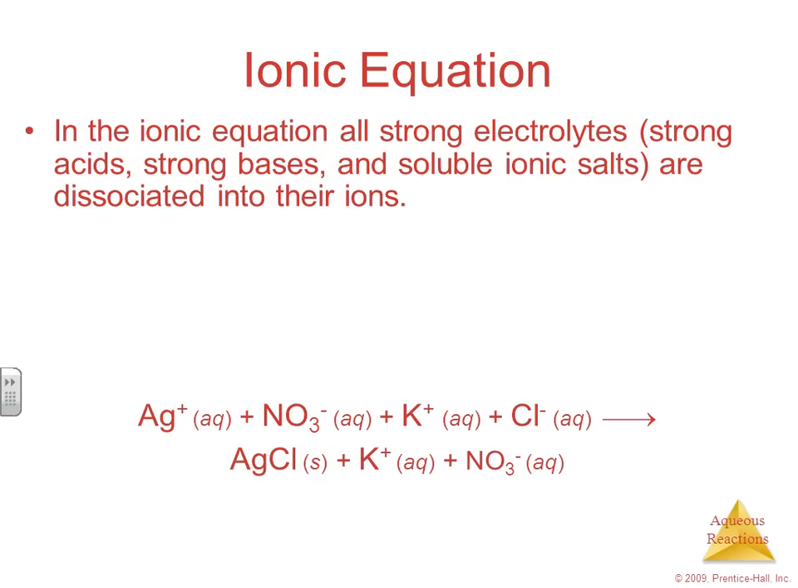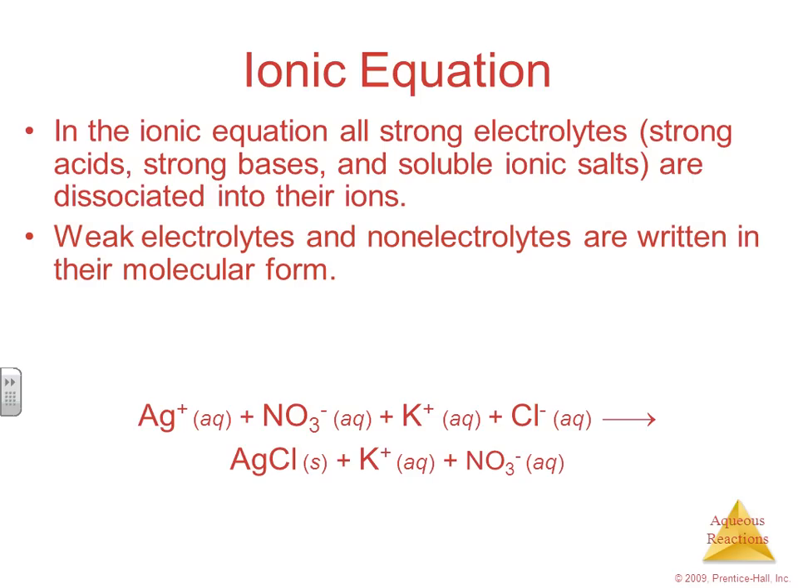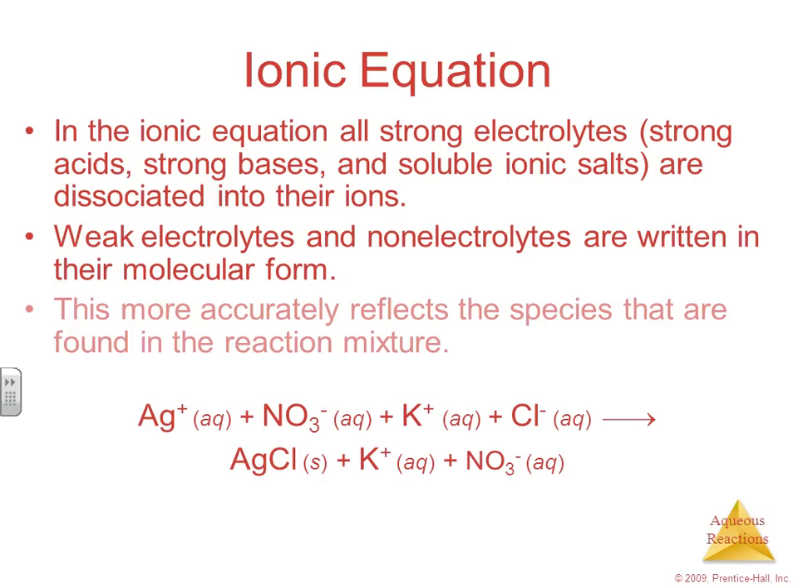And our product side, AgCl, well, that's an insoluble ionic substance. That's a non-electrolyte. It stays in its molecular form, AgCl. And KNO3 was aqueous. That's because it's water soluble, so that also dissociates into K+ and NO3-. Now remember, weak electrolytes and non-electrolytes are written in their molecular form. So insoluble ionic compounds as well as weak electrolytes and non-electrolytes are going to stay in their molecular form. So what's really happening here is a more accurate reflection of how the species exist both before and after mixing.